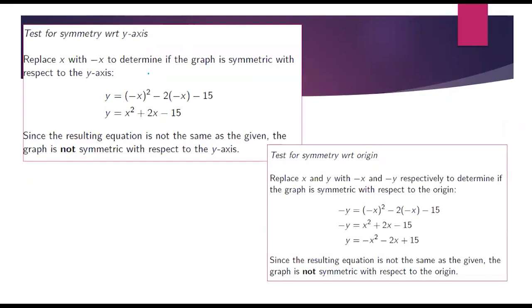How about checking for symmetry with respect to the y-axis? This time we're going to replace x with negative x. Again you have y is equal to x squared minus 2x minus 15, that's the original function that is given. Replacing x with negative x, this results in y is equal to x squared plus 2x minus 15.